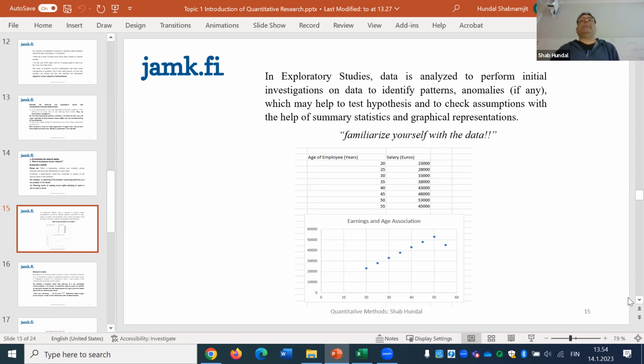But again, as I said before, the scope of using quantitative research is very, very limited. Because of the very nature of the research. Number one, it is sensitive. Number two, we don't have much theories which justify this phenomenon.